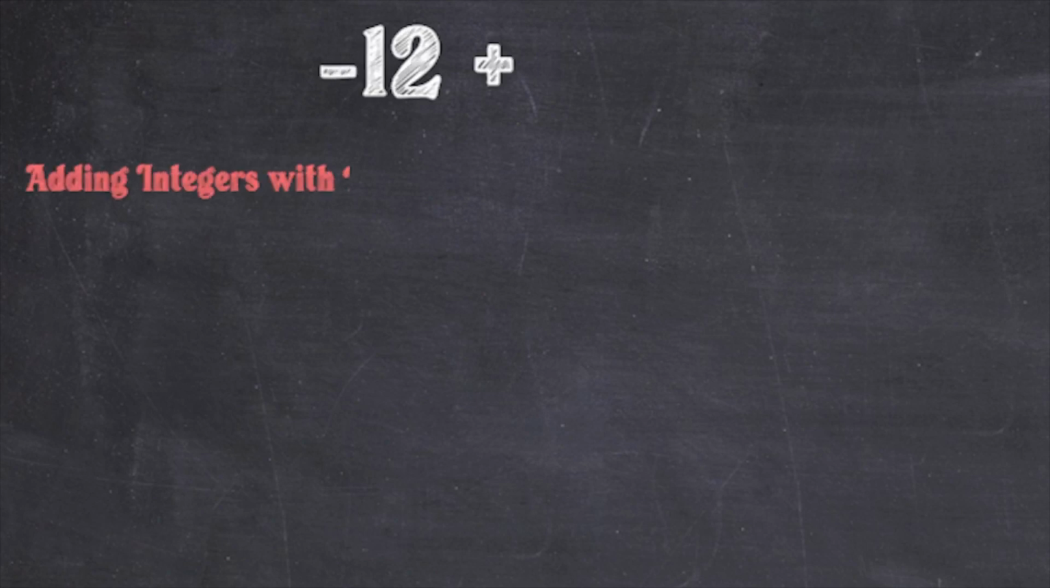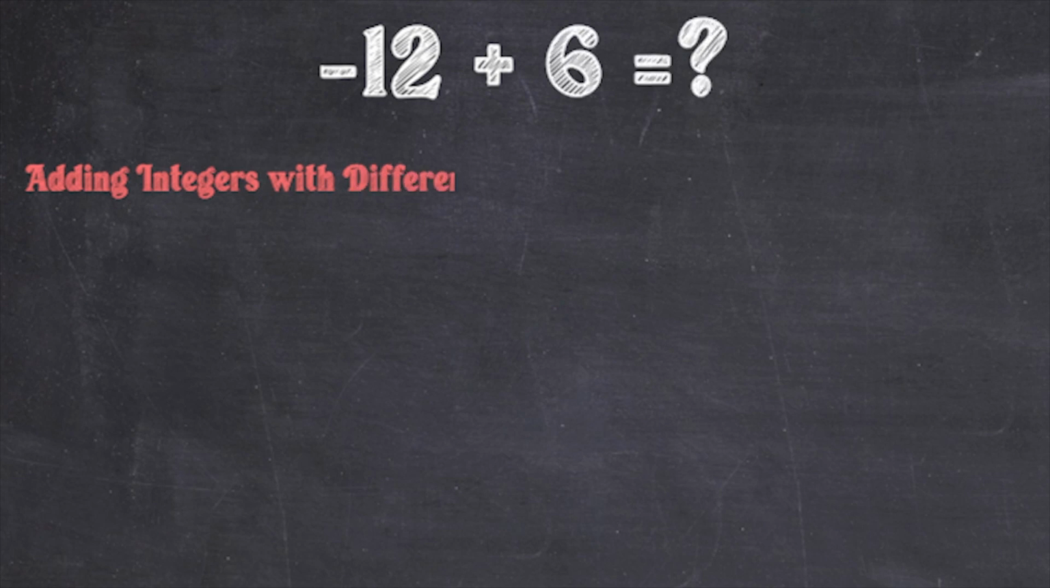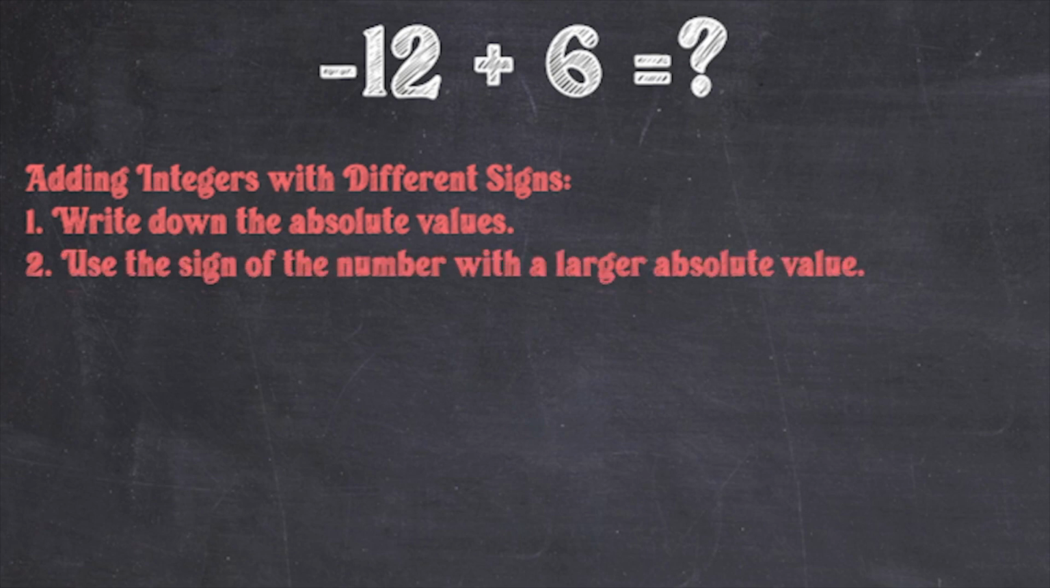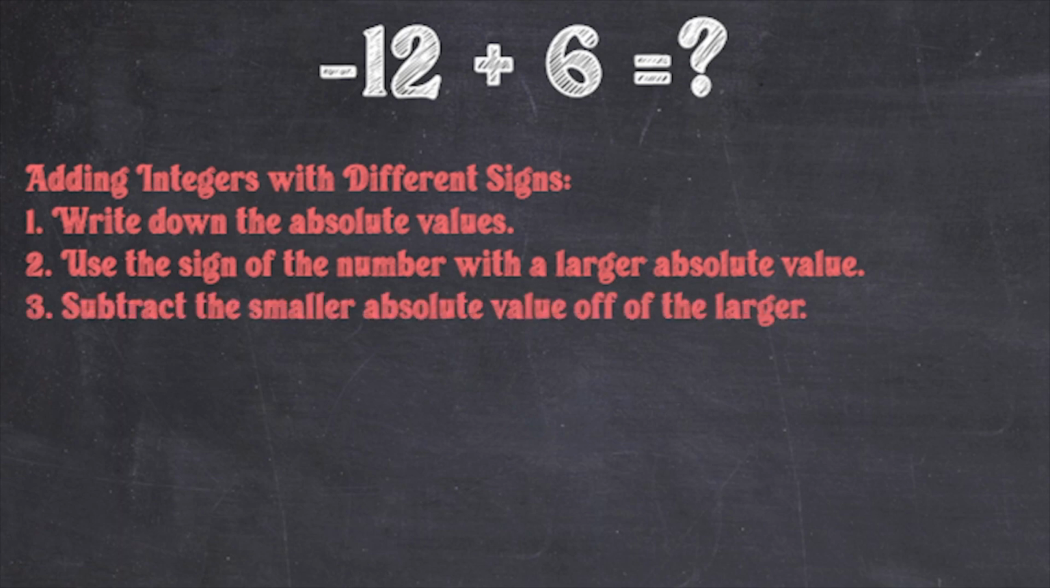When adding 2 integers with different signs, like the addition problem -12 plus +6, we'll need to do 3 steps. For the first step, write down the absolute values of the integers you are adding together. For the second step, use the sign of the number with the larger absolute value. Write this sign next to the equal sign where our answer will be. For the third step, subtract the smaller absolute value from the larger absolute value. Then you're done.